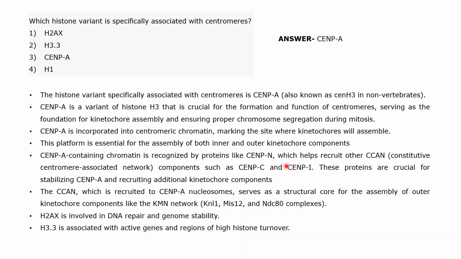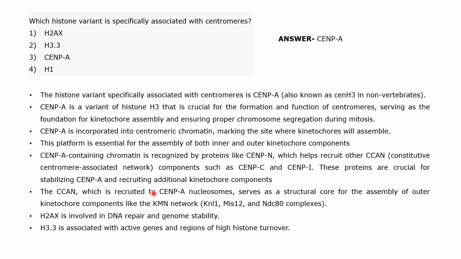Once these components are attached, the kinetochore components start to assemble near the centromere, forming what is called the inner as well as outer kinetochore. So that's the basic function of CENP-A, which is a variant of histone H3 that is specifically associated with centromere, and which helps in kinetochore assembly, which is involved in chromosome segregation.